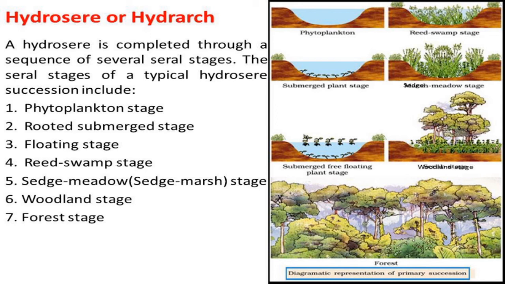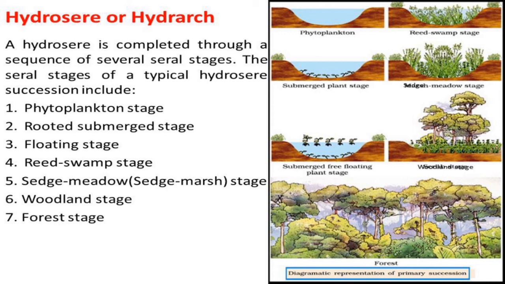With the further decrease in water levels, sedges and grasses like Carex, Juncus, etc. dominate the area. These plants accumulate plant debris and soil. This is called the sedge meadow stage. Birds like heron, kingfisher, etc. make their appearance in this stage.